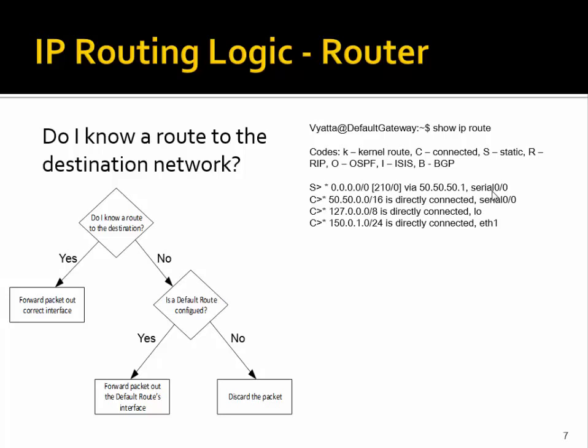The static route 0.0.0.0/0 is a mask which represents a default route or gateway of last resort. The first directly connected network, 50.50.0.0/16, is the link to our next hop. Network 150.0.1.0/24 is the network that contains the source host. We have one other network that's directly connected, 127.0.0.0/8, and that is just a commonly used loopback network.